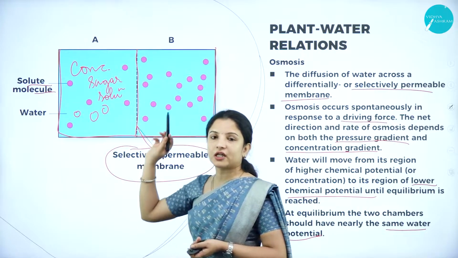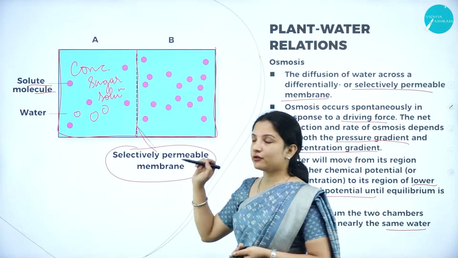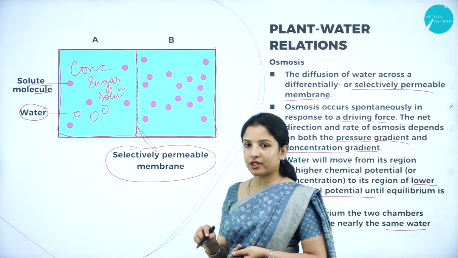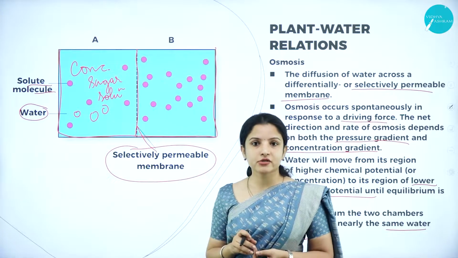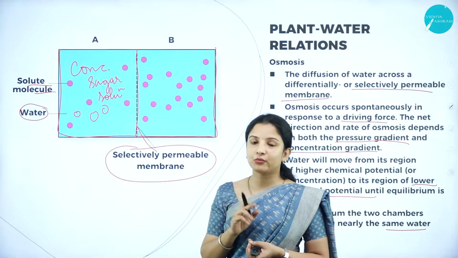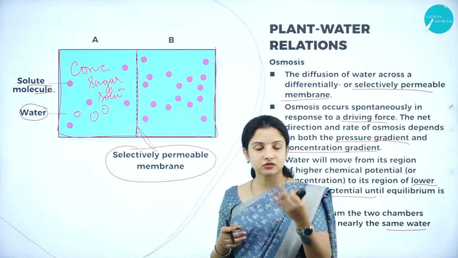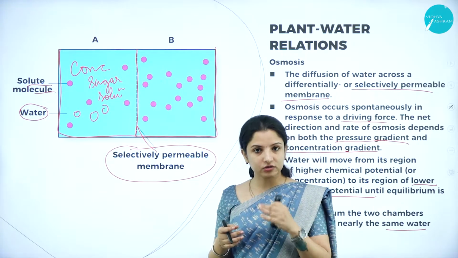It is sugar, because I've taken the example of sugar as a solute here. So water molecules are also there, sugar molecules are also there. Here it is a concentrated sugar solution. Remember, while talking about water potential, I had told you, in a solution, the concentration of the solute will be more and the water molecules will be less.